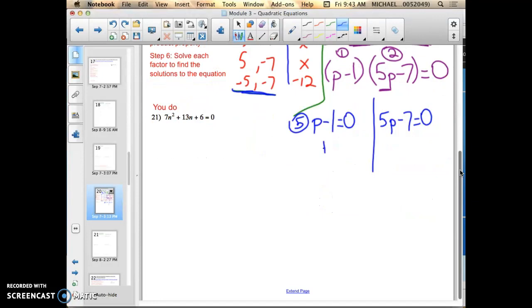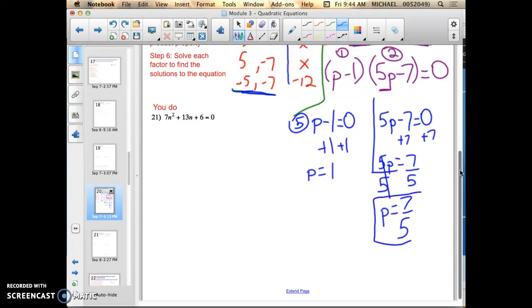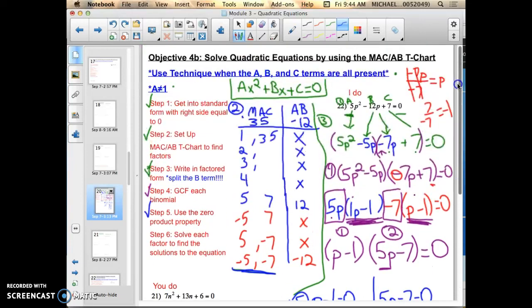So, I add 1 here, add 1, p equals a positive 1 here. I add 7 to both sides, so now I have 5p equals 7, divide by 5, and it cancels out here. I have p equals 7 over 5, or 7/5. I have found my two solutions to this original quadratic function of 5p squared minus 12p plus 7.